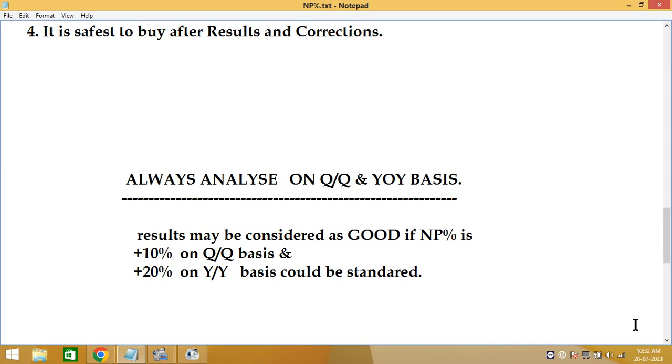But sometimes what happens, that happened today. The results of one company, Intellect Design Arena, have come. The results are not good, but share is up today 11%. Why? Because the business channels have said the results are fantastic. According to me, the results are not fantastic. So best is to have your own understanding, and this 10% and 20%, friends, is a textbook understanding. It is not my understanding. And if you do like this, you will find that you will always make money in the share market without depending on anyone.